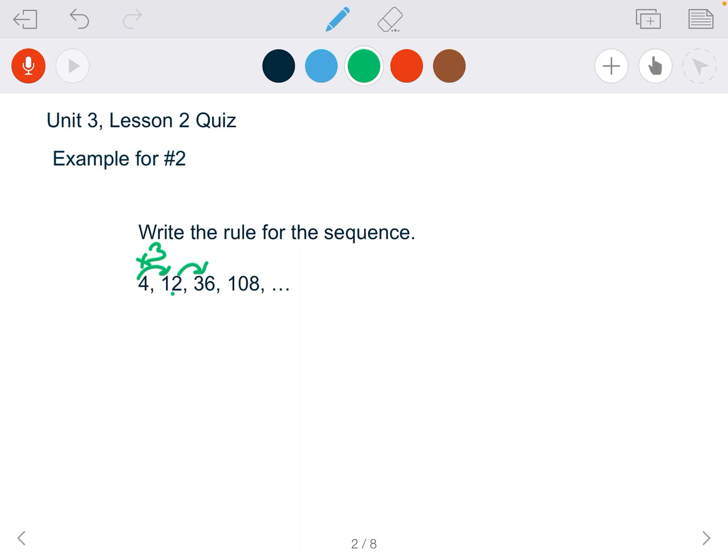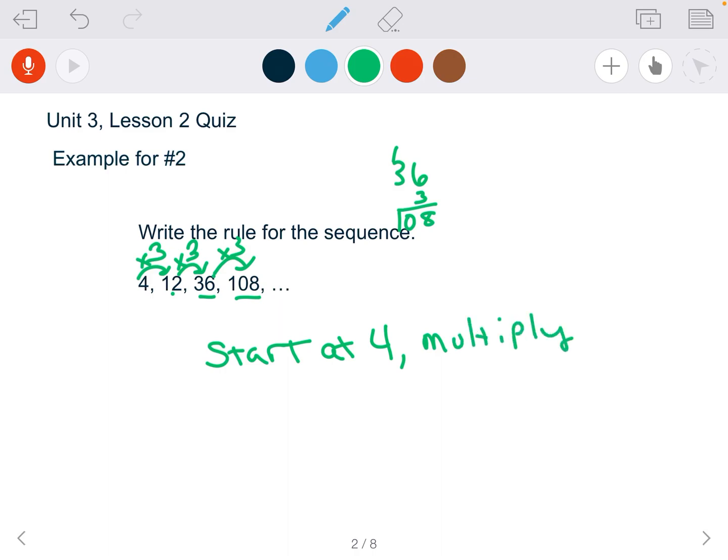That's good. What about if I do 12 times 3? 12 times 3 is 36. That's true. What if I do 36 times 3? Well, 36 times 3 is 108. So that's true. So the rule, I would start at the number 4, and I would multiply by the number 3, and I would put repeatedly. Okay, you look at number 2, find out what works for that particular example on your test.